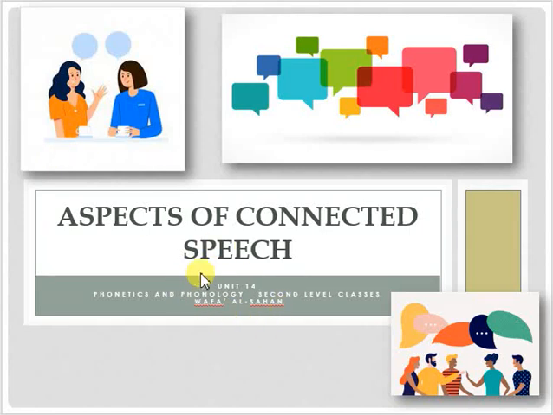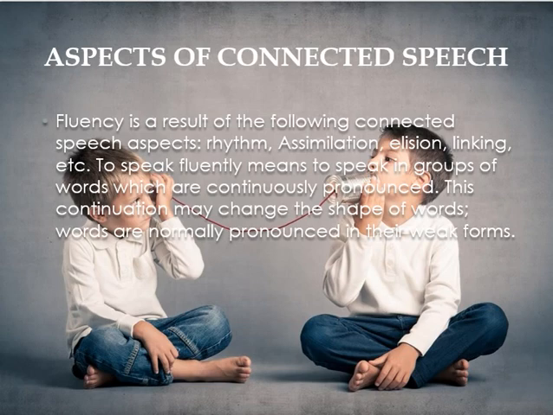Today we're going to start with Unit 14, Aspects of Connected Speech. Now let's first know what is meant by aspects of connected speech. What are the aspects of connected speech? Fluency is a result of the following connected speech aspects. So we have a number of aspects of connected speech. What are these aspects? We have the rhythm, assimilation, elision, linking, etc. We're going to deal with these in detail through this unit.